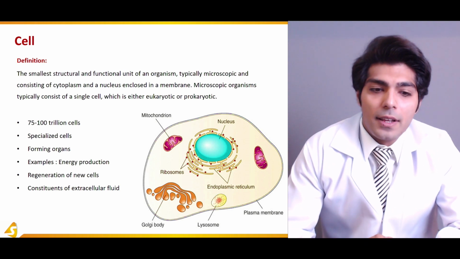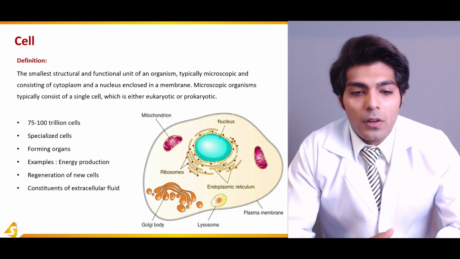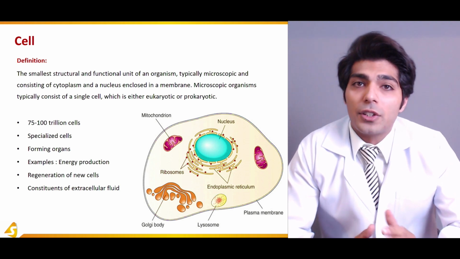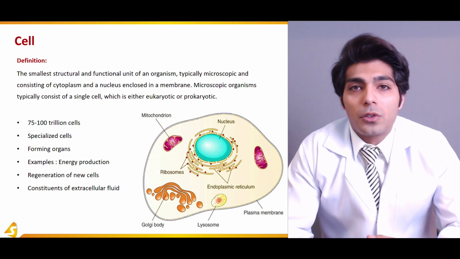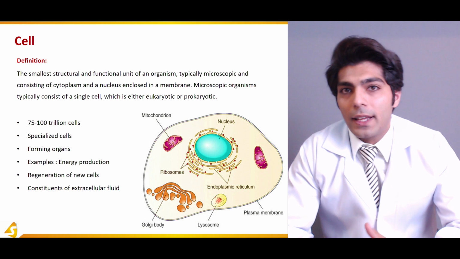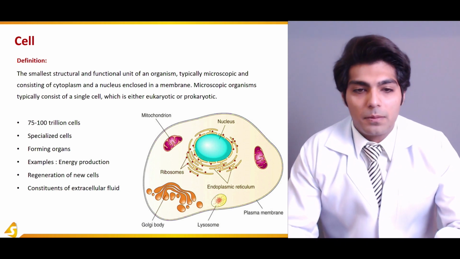Some are specialized cells. They form organs and the organ systems of the human body. Their function is to produce energy, and regeneration of new cells, and the constituents of the extracellular fluid can diffuse back and forth between the cell and the extracellular fluid.